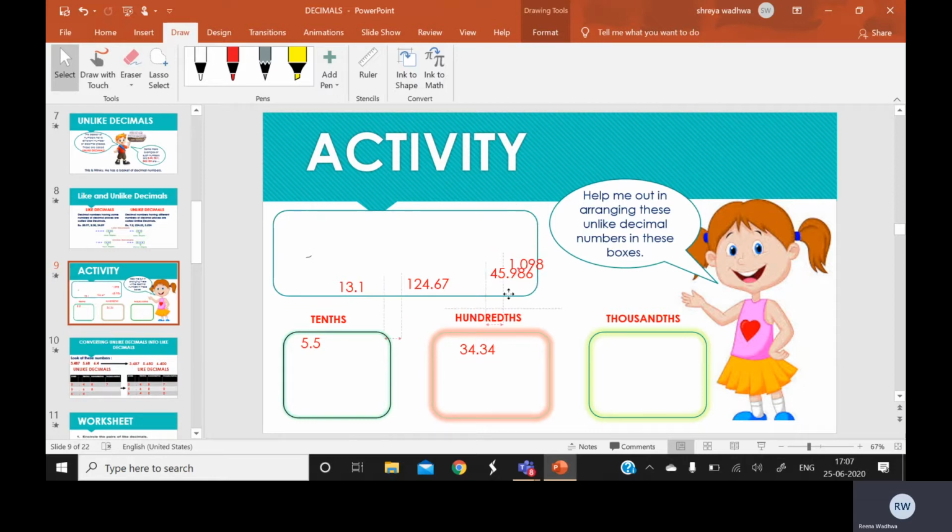Then we have 1.098 which we put in the thousandths box. Then again it is a number with 3 decimal places, we put it in the thousandths box. This has 2, we put it in the hundredths box. This has 1 and we put it in the tenths box.